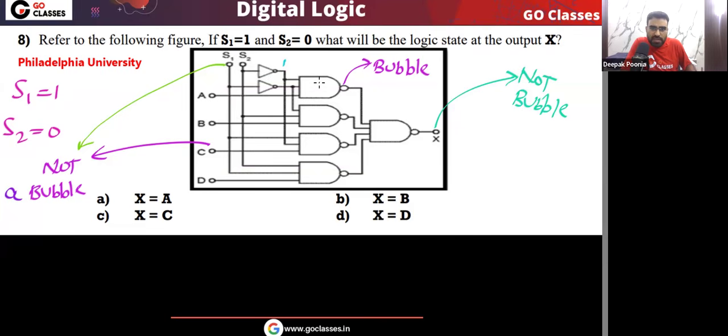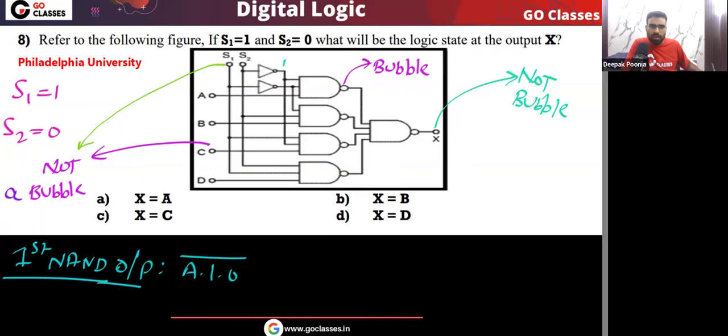Now, what is the output for the first NAND gate? For the first NAND gate, one input is A, another input is 1, and another input is 0. S1 bar is 0, S2 bar is 1. So let me write here that for the first NAND gate, the output is A and 1 and 0 whole bar.